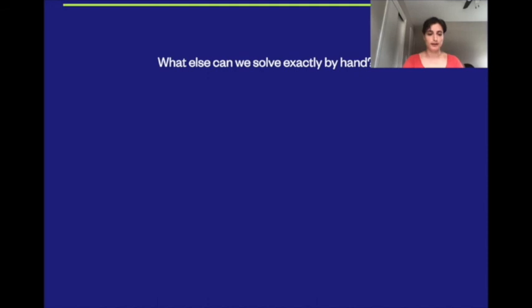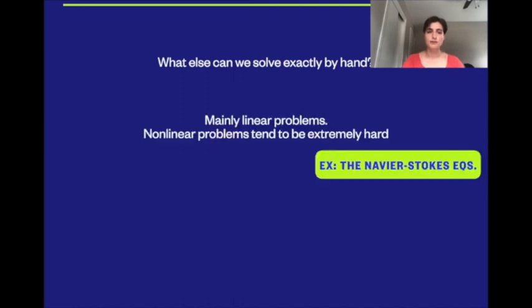What else can we solve by hand? Well, we're going to go through most of the options of things that can be solved by hand, and pretty much everything linear can be solved by hand. Nonlinear problems tend to be extremely hard. As an example of things that can be extremely hard, I want to bring the Navier-Stokes equation. It's a PDE, so we're going to get to that towards the end of this course, but it's also a millennium problem. That means that if you ever get to solve the Navier-Stokes equation in any way or form under some very mild conditions, you would pretty much be the most famous mathematician for the next 100 years.